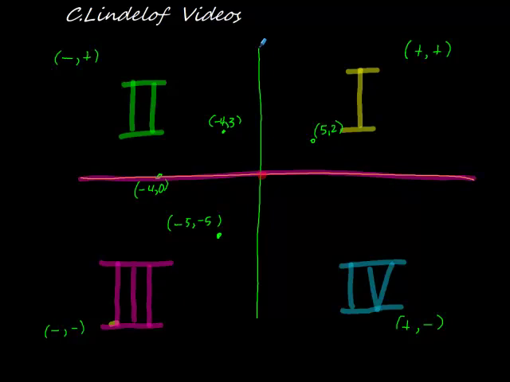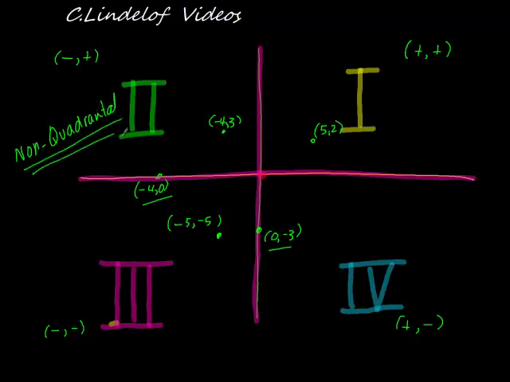Same way as if you had a point on the y-axis, exactly on the y-axis somewhere. All these points like negative 4, 0, maybe 0, negative 3. This point and this point are called non-quadrantal. Non-quadrantal means exactly what I said, not in any specific quadrant, but rather on an axis.